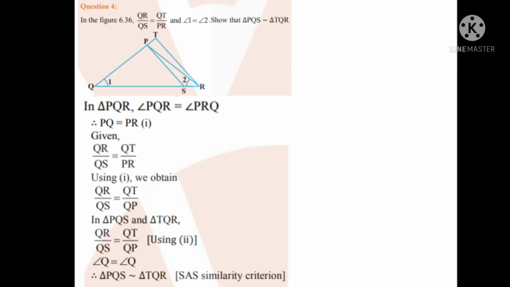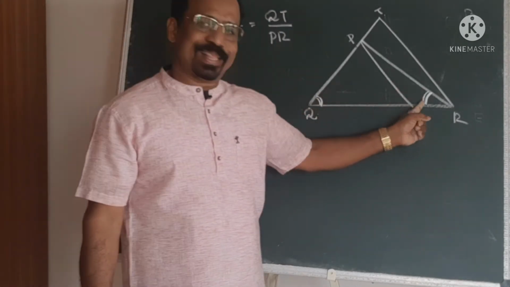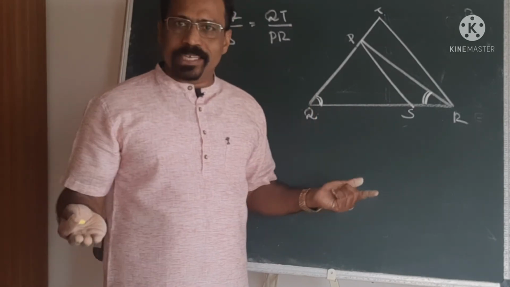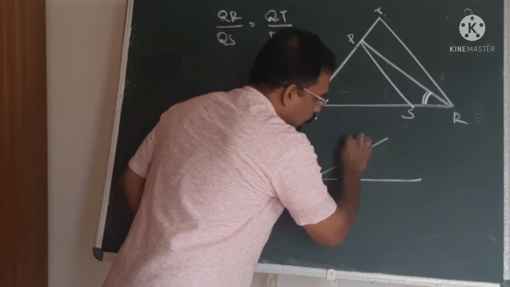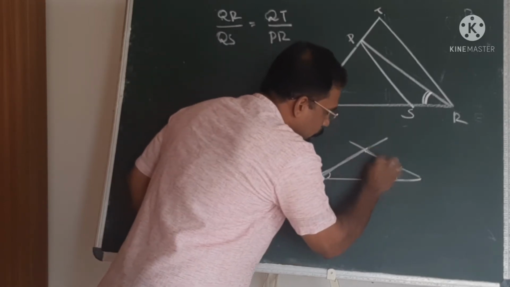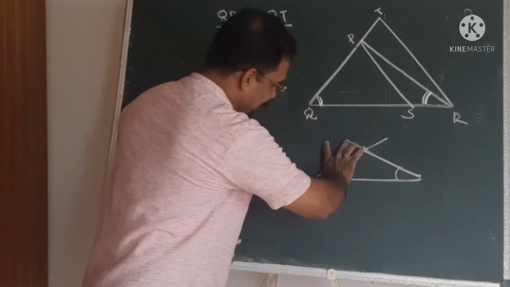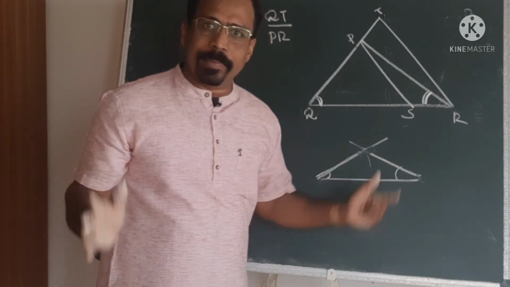Question number 4. In figure 6.36, QR by QS is equal to QT by PR and angle 1 is equal to angle 2. Show that triangle PQS is similar to triangle TQR. Now, what all things are given to us? It is given that this angle is equal to this angle. What is the meaning of that? That means, if this angle is equal to this angle, then these two distances will be equal.